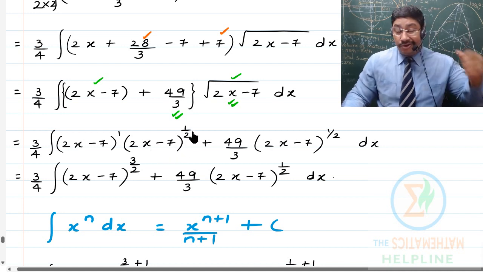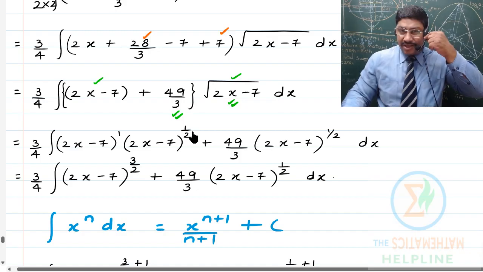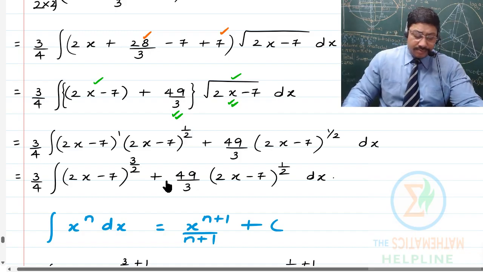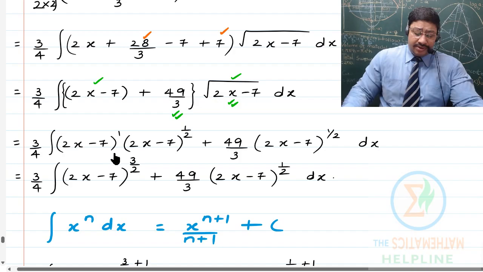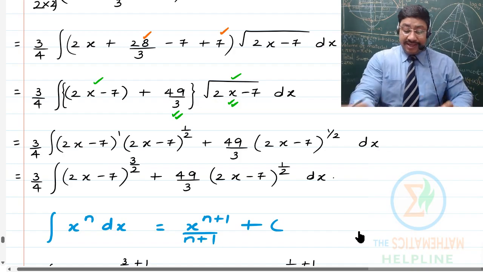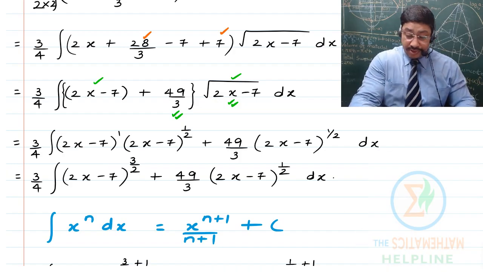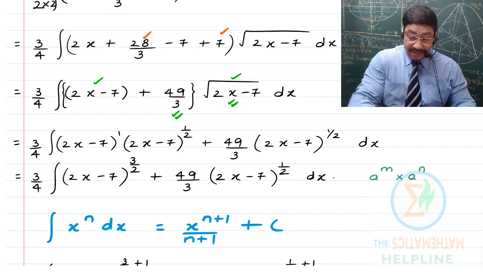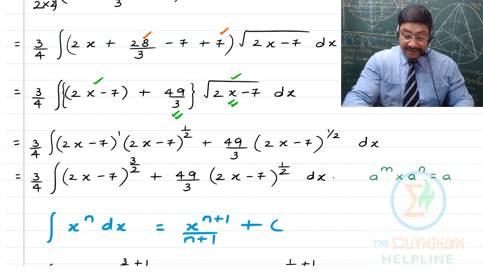Remember, if you have root of a, that means the power of a is 1 upon 2. Now next, children, here this rule of indices applies, which I'm sure you people must be knowing. That is, if you talk about a raised to the power m, which gets multiplied with a raised to the power n, then that becomes equal to a raised to the power m plus n, right?